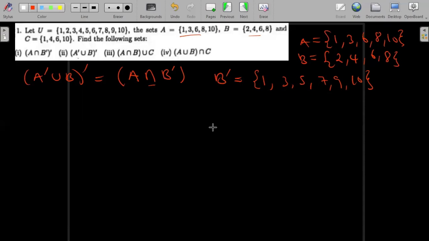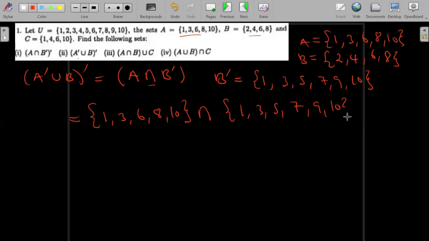And this being in my B complement, I already have my A, so I can list down my A. My A is 1, 3, 6, 8, and 10. This is what I have in A. Then they're telling me to intersect with B complement, which is just 1, 3, 5, 7, 9, and 10. So this is what is in the set.